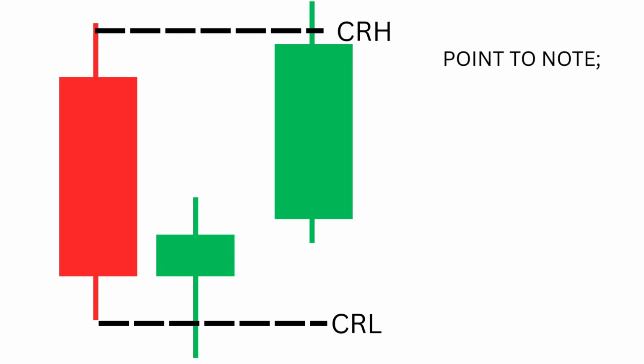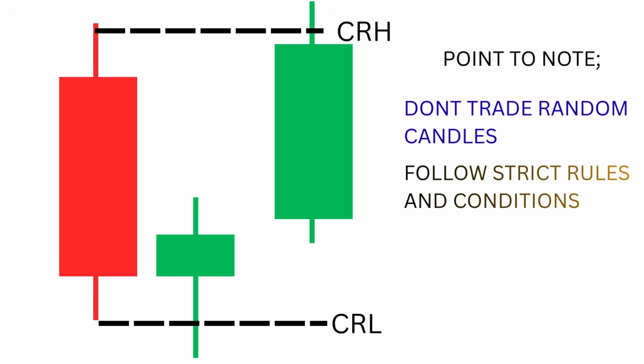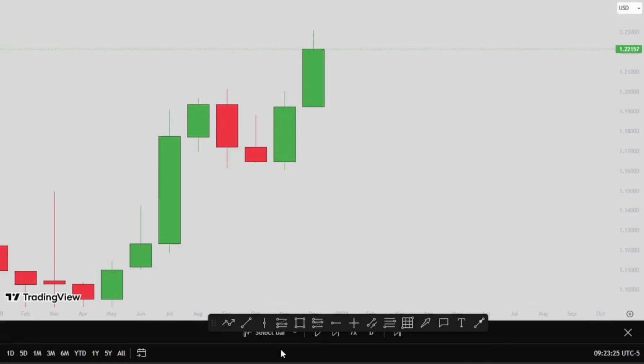Point to note: we don't mark any random candle in the market and apply this strategy. However, we follow strict rules and conditions for this model to work. We shall break down the conditions step by step in this episode. Once we have identified the candle range high and low, we zoom down to the lower time frame for trade opportunities and entry confirmations. Let's look at examples.